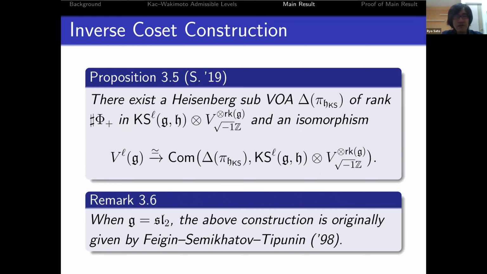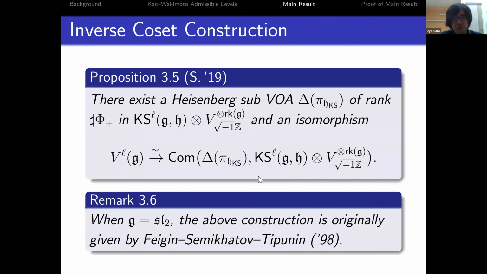Okay. So in the non-regular cases, the situation is very difficult, but we have an inverse coset construction like this. This is from my previous paper, and it says there exists a Heisenberg sub-VOA inside of the tensor product of the Kazama-Suzuki VOSA together with a non-negative lattice VOSA of this form. In that case, we can construct an explicit isomorphism between the original affine VOA and the Heisenberg coset of the tensor product of this form. So in some sense, this construction is inverse to the original Kazama-Suzuki construction.